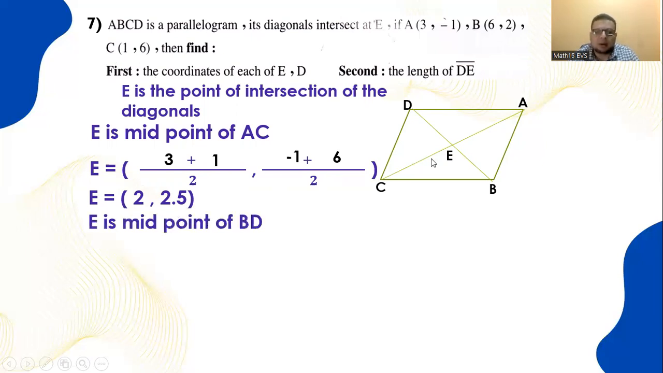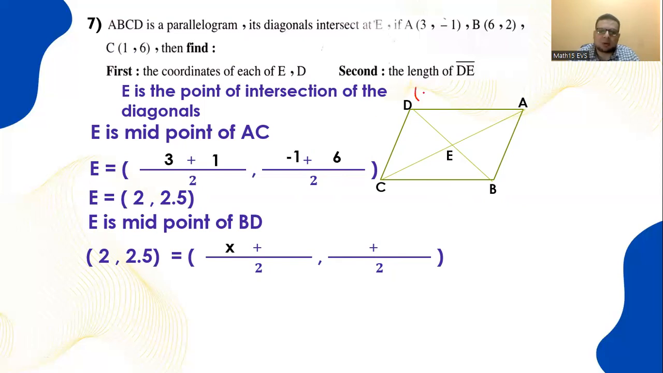I need D. E is the midpoint also of BD. So 2 and 2.5 is the result of the midpoint between B and D, which denotes D is X and Y. So 2 and 2.5 is the X of B plus X of D divided by 2, and Y of B plus Y of D divided by 2, equals the same answer, the midpoint. So X, which is X here, and Y for D. And B here is 6 and 2. So X plus 6 divided by 2, Y plus 2 divided by 2.